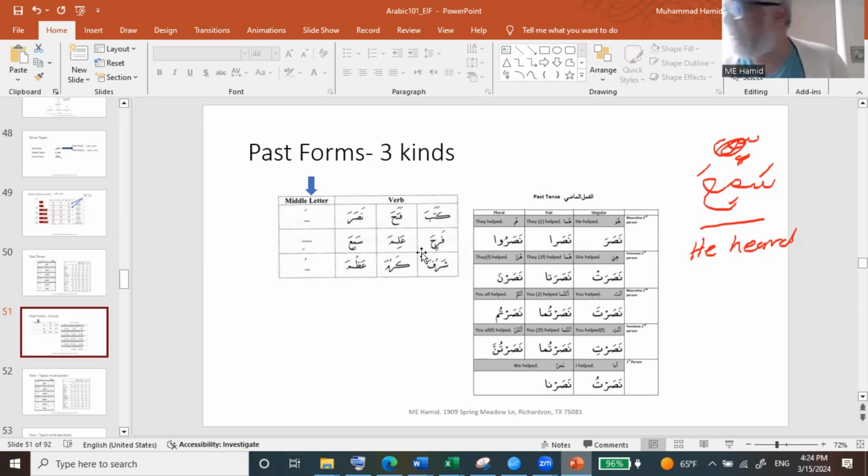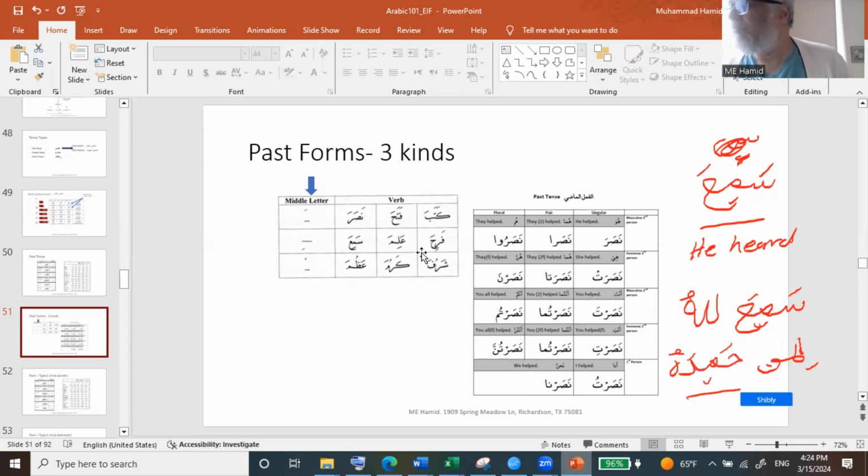So that's why when you say sami Allahu liman hamidahu, sami Allahu means Allah heard, liman hamidahu, who praises him. So Allah heard who praises him. So that's written in past tense, samia. So we know that samia is not sama. Not sama Allahu, we say samia.